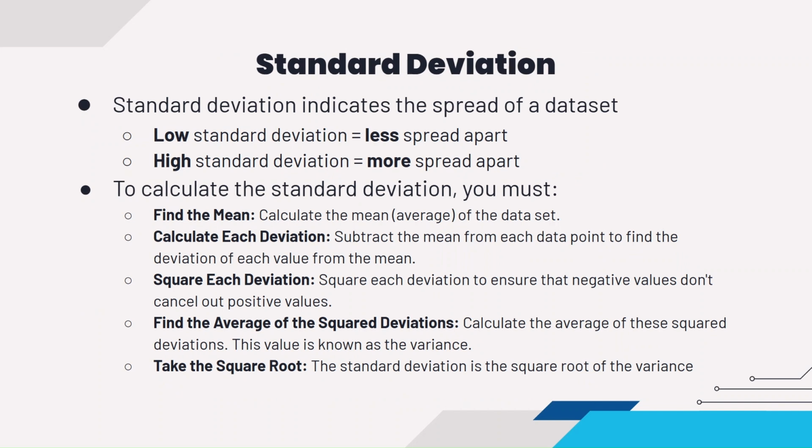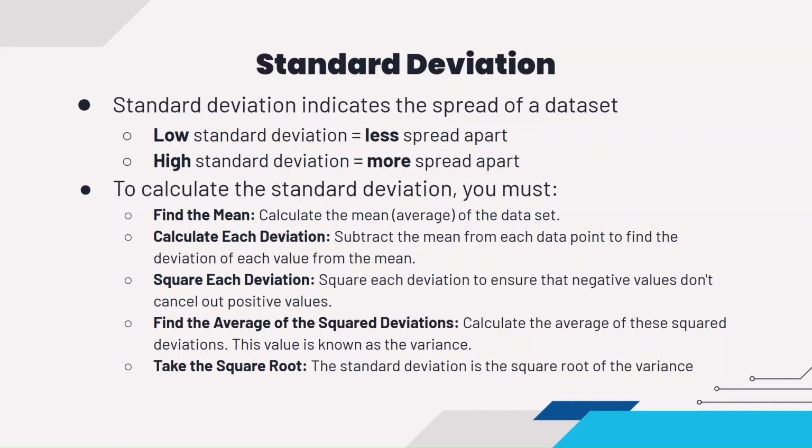Standard deviation. Standard deviation basically tells you the spread of a data set. So a low standard deviation means that the data points are less spread apart, and a high standard deviation means the data points are more spread apart. And to calculate the standard deviation of a data set, you first have to find the mean of the data set. So you have to pick a column. If it's multi-column, you have to pick a column and find the mean of that data set.